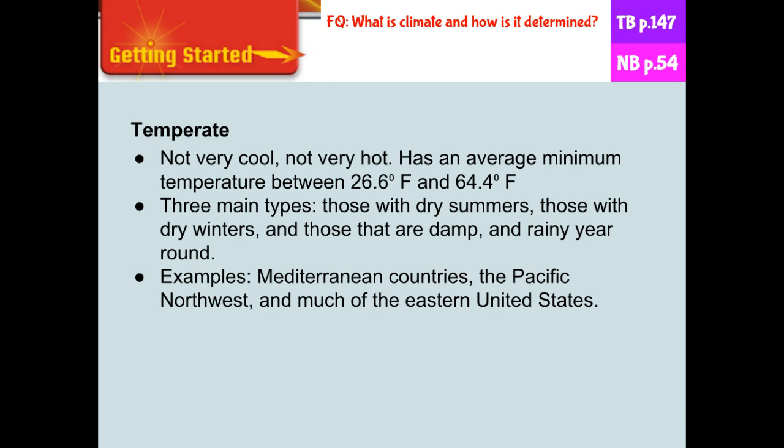Temperate, not very cool, not very hot, usually in the middle. Temperatures remain between 26 and 64 degrees Fahrenheit. There are 3 different types, and this would be a lot of the Mediterranean countries, the Pacific Northwest, and Eastern United States.